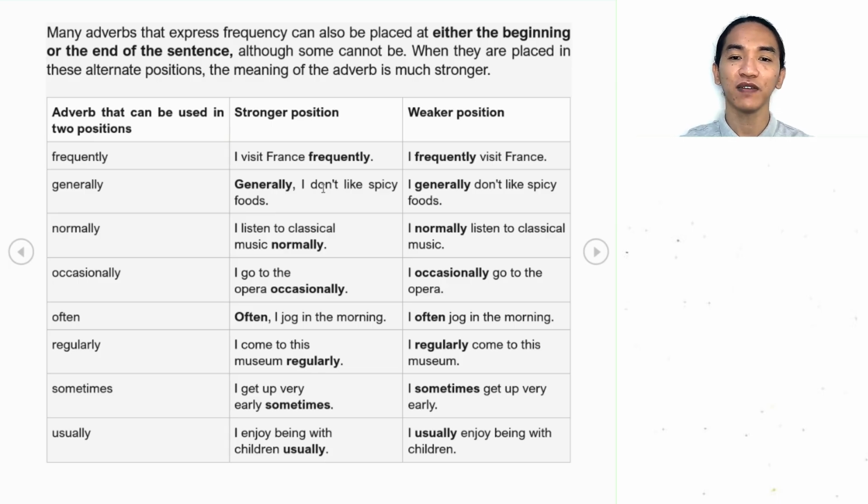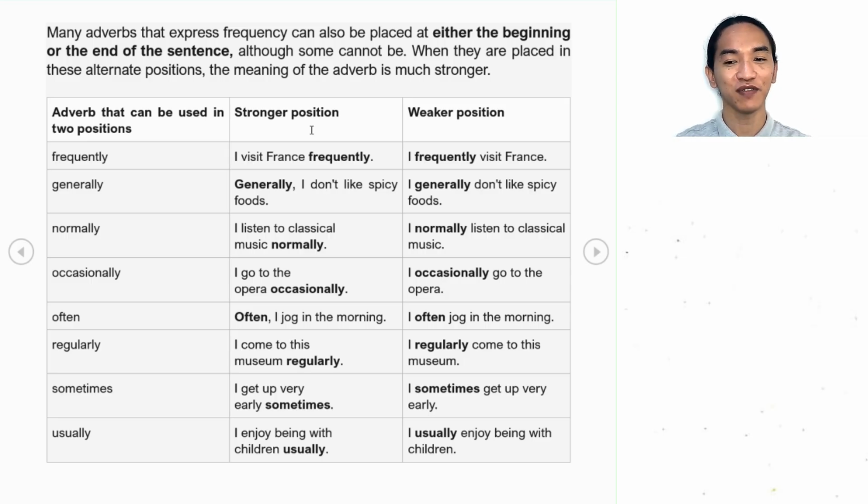Now, many adverbs that express frequency can also be placed either at the beginning or at the end of the sentence. Although some cannot be, when they are placed in these alternate positions, the meaning of the adverb is much stronger. So basically, when you put them at the beginning or at the end, you are just putting a stronger emphasis on the adverbs. So please take a look at these examples here. And then we have the stronger position and the weaker position. So please take a look.